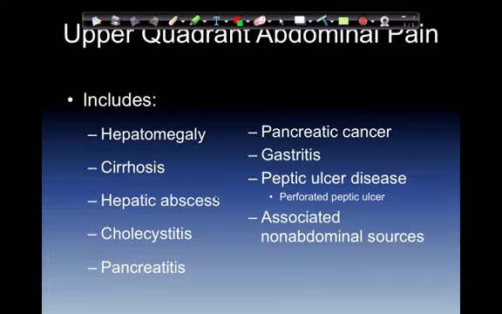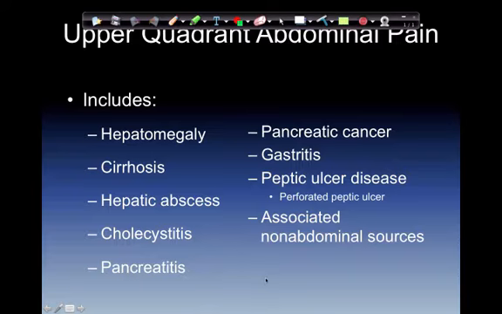Upper quadrant abdominal pain includes hepatomegaly or enlarged liver. It can cause upper right abdominal pain. Cirrhosis and inflammation of the liver, several types including alcoholic hepatitis, drug toxin-induced hepatitis, and viral hepatitis. Hepatic abscess can also cause hepatomegaly. It can occur if the extrahepatic biliary system, the biliary system outside the liver, is obstructed.